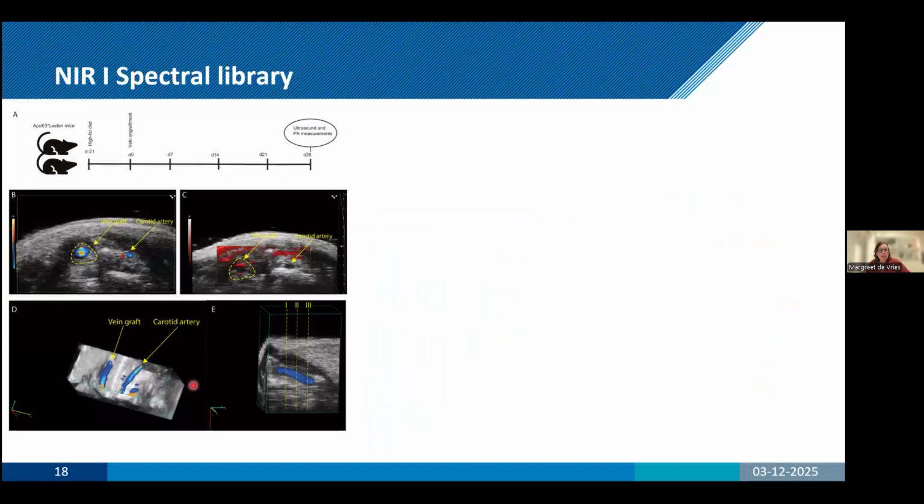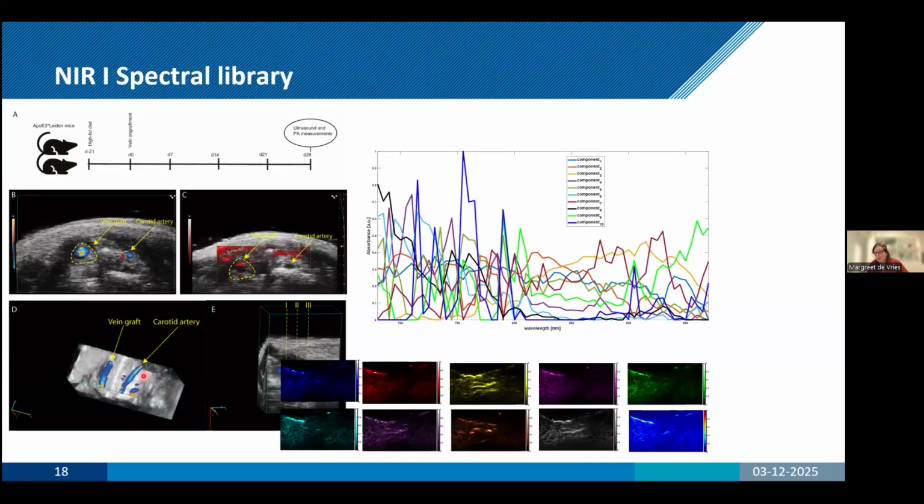In a study we performed, we looked specifically at the NEO1 spectral library. This is the region between 680 and 970 nanometers. And we looked into these vein grafts at 3 different locations, and we acquired these profiles from these mice, which looks quite nice, but quite complex. So how do we get something useful from these spectra?